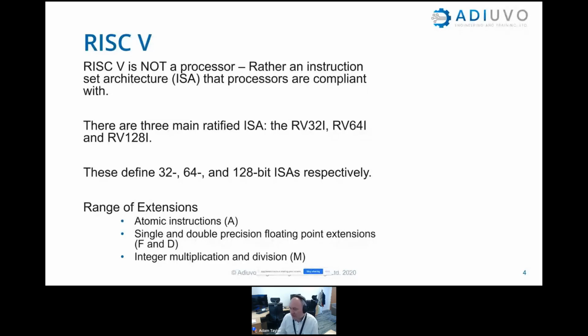Now there's a range of other elements as well. And someone's just asked a really great question, so we'll talk about that in a second. But there's a range of other extensions that can be added on to RISC-V. So you can have it for atomic instructions. We can add support for integer multiplication and division, or double precision floating point extensions.